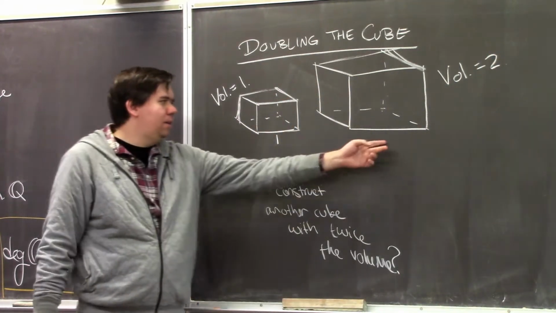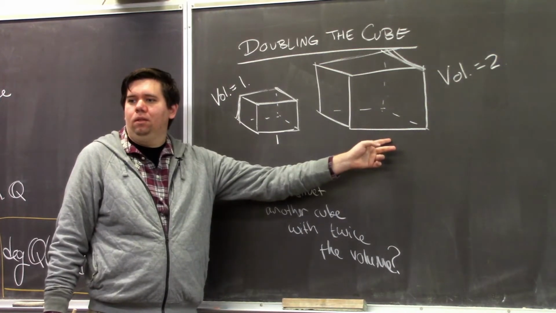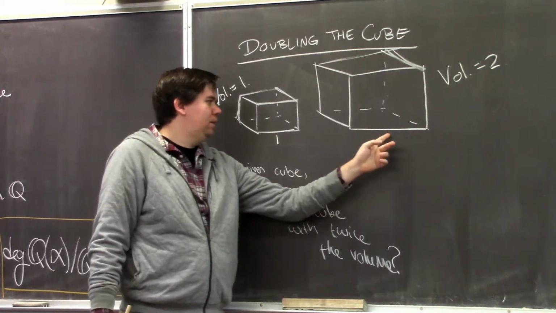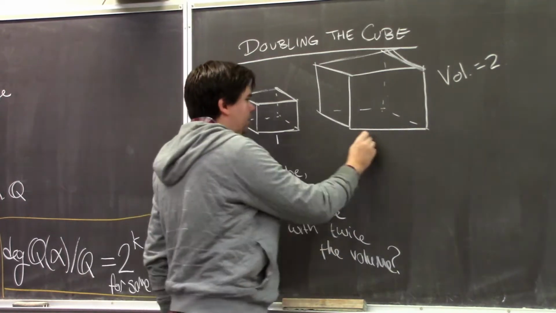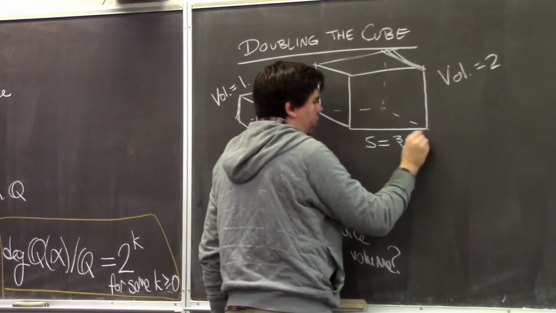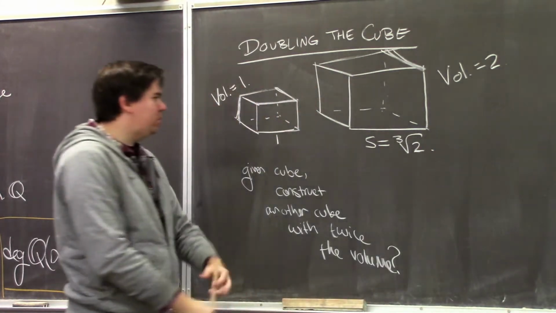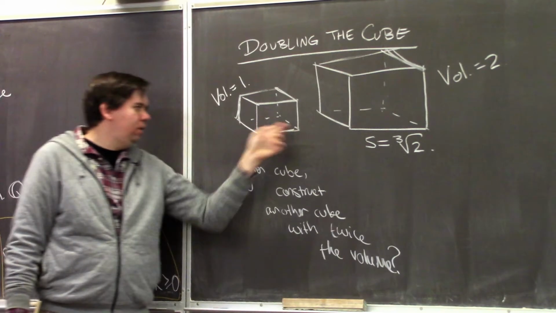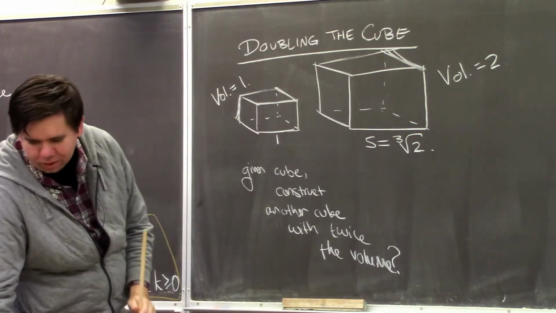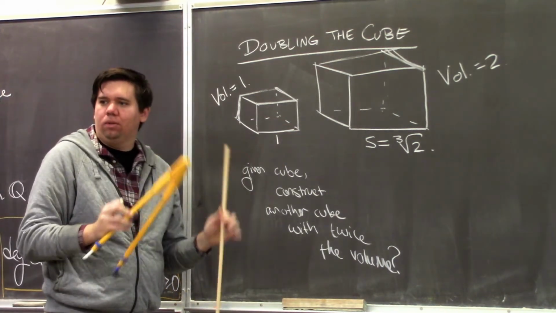So what does my side length need to be? Yeah, the cube root of 2. I would need the side times the side times the side. I need side cubed to be 2. So my side here has to be the cube root of 2. And so what this problem is actually asking is, can you construct the cube root of 2? Given a unit length and compass and straight edge, can you construct the cube root of 2?